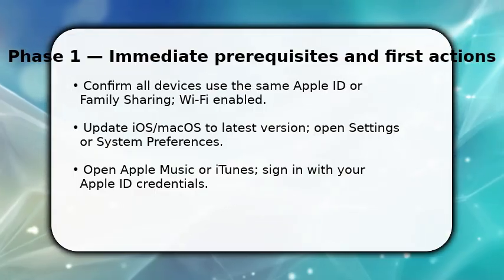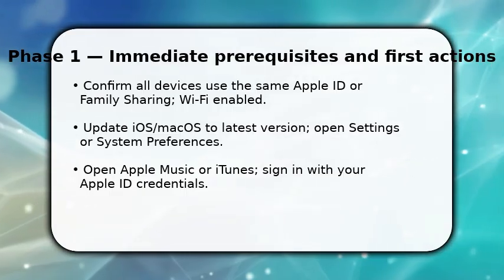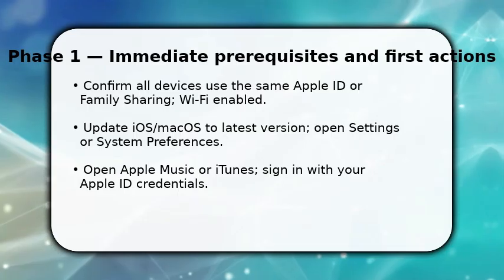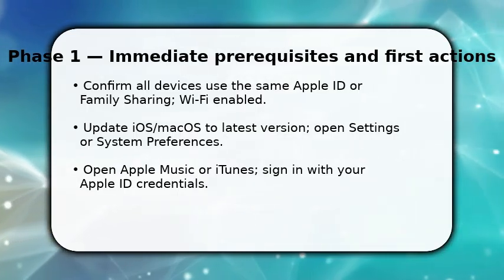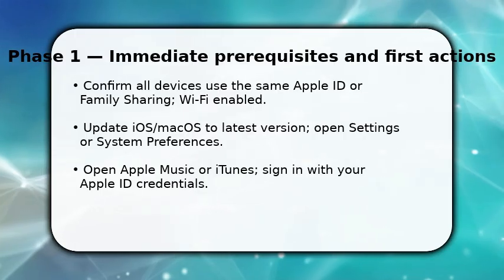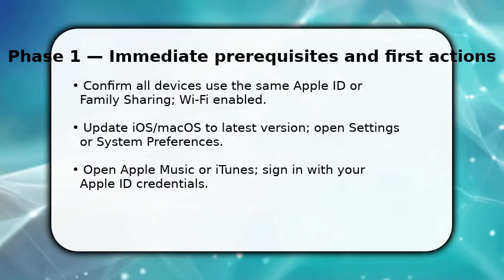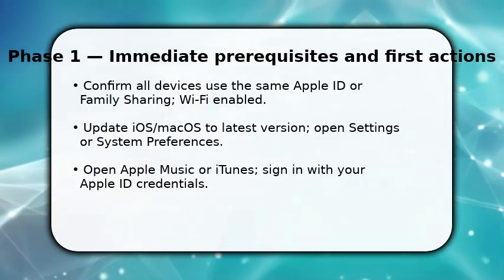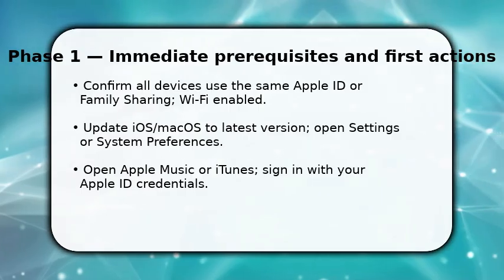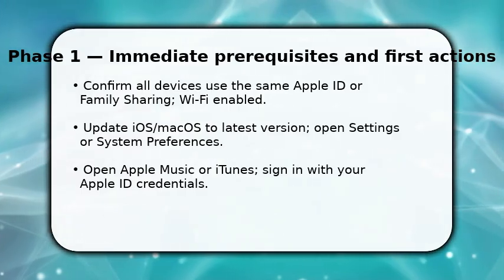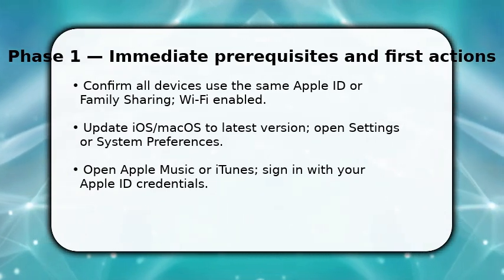You'll start by making sure your devices share the same Apple ID or are in the same family sharing group. This is why home sharing needs a common account. Once done, update iOS or Mac OS so features align across devices and connect everything to the same Wi-Fi network for discovery. Now open Apple Music on iPhone or the Music app on Mac. Sign in with your Apple ID. This first step links your libraries and prepares devices to exchange content securely.